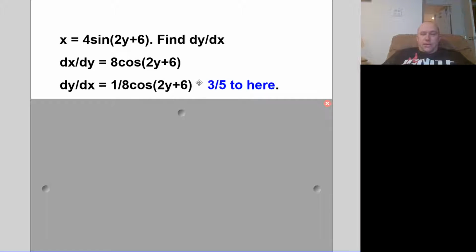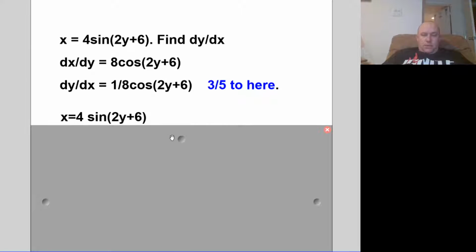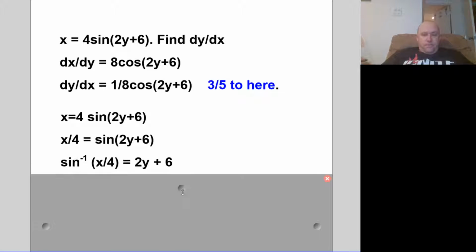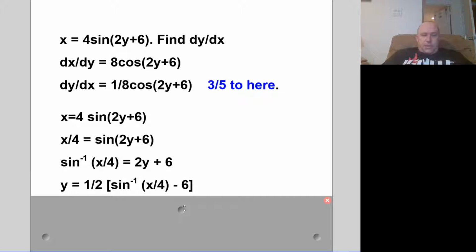What we're trying to get, though, is the question says in terms of x. So in other words, we need to solve for y. So we kind of do eventually have to go back to that anyway. So this is what x equals. I can certainly divide both sides by 4. I could do sine to the negative 1 of both sides. That's the inverse of sine, I apologize. We could go ahead and subtract 6 from both sides, and then you could divide by 2.